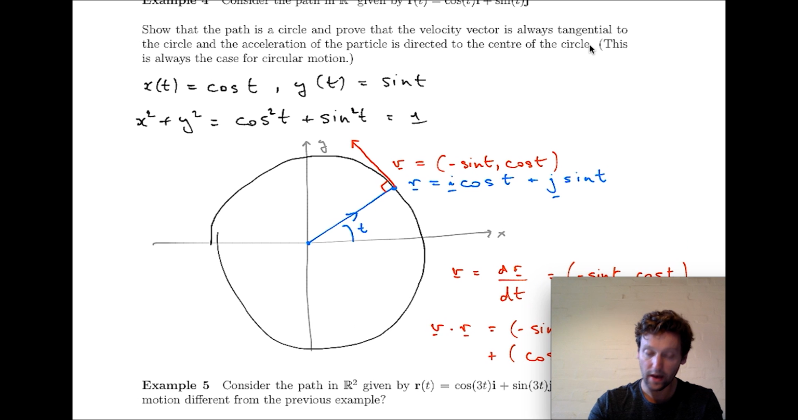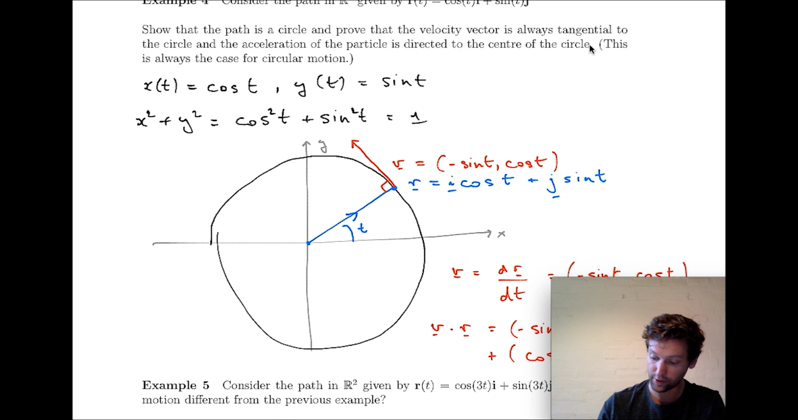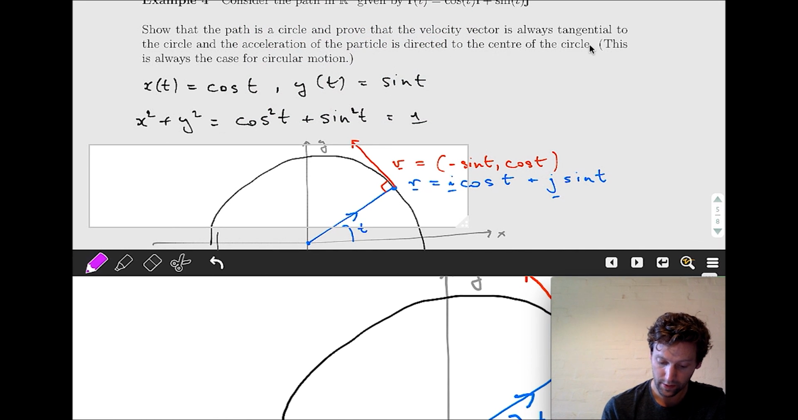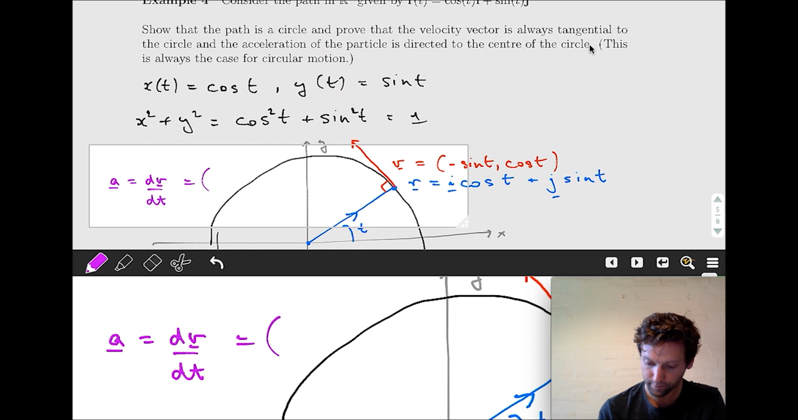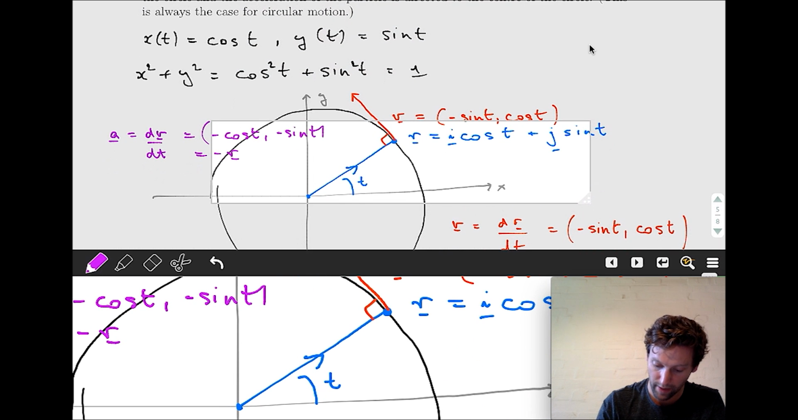Now what about the acceleration? So let's calculate what that would be. So I'll use purple for acceleration. So acceleration is the derivative of the velocity. So that's going to be given by derivative of minus sine is minus cosine of t. Derivative of cosine is minus sine of t. And so you notice that this is actually equal to minus r. It's minus the radius vector. So it's pointing straight back at the origin.